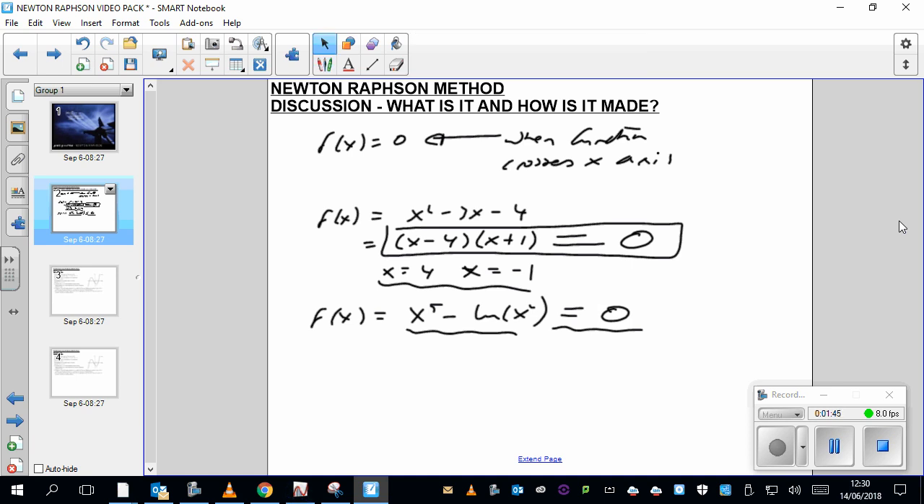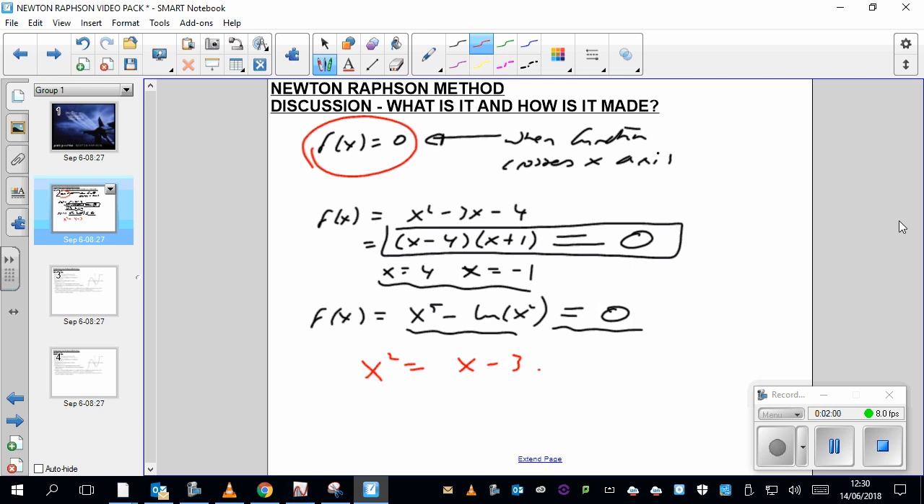And just to be clear what I mean, because so many students write a function equals 0 and don't really know what they're doing. What do I mean by a graph crossing another graph? Let's say we had x squared equals x plus 3. What I'm saying is, here's x squared, and here's x plus 3, right? You can see they cross at 2 points.